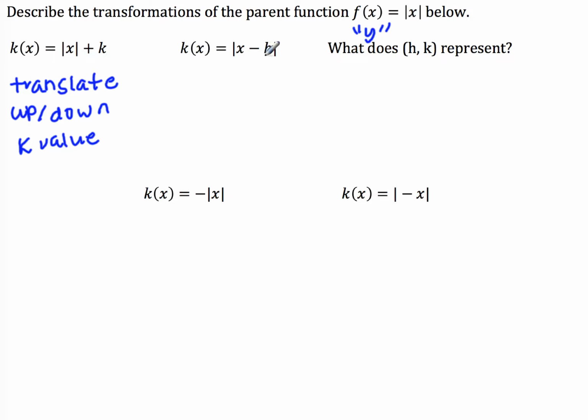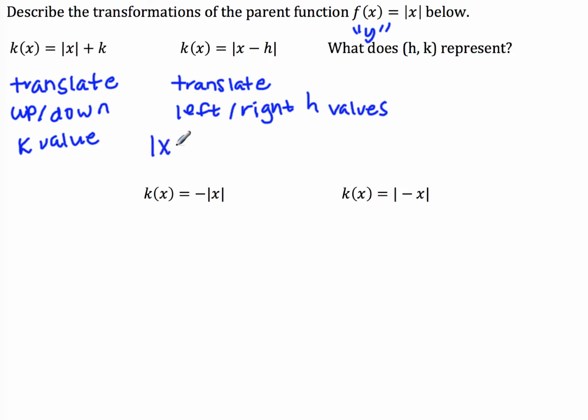If we have a minus h inside, we will translate our parent function left or right h values. So I'm going to write in here just a little bit more specific. If we have x minus h, that would be moving it. Actually, let's do it the other way. Let's say x plus h would move it left. That'll give us a better idea. X plus h moves it left. And if we had absolute value of x minus h, that would move it right.